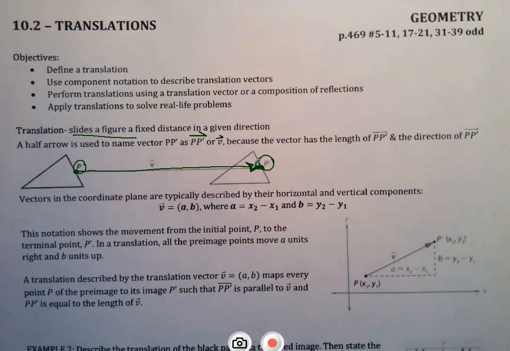Next up, vectors in the coordinate plane are typically described by their horizontal and vertical components. So you're going to see your vector equals <a, b>. That's like an ordered pair, right? However, a is the same thing as x2 minus x1. So it's this coordinate minus this coordinate. Like, what's the distance from here to here, if I need it?